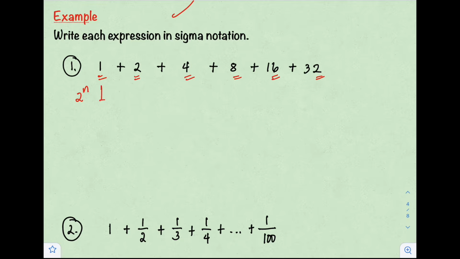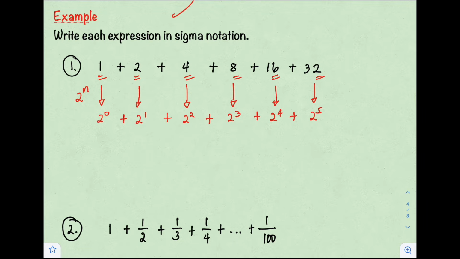First, the 1. 1 is the same as 2 raised to 0. Right? Plus 2, which is equivalent to 2 raised to 1. Plus 4, which is 2 squared. Then plus 8, which is equivalent to 2 cubed. Plus 16, which is also the same as 2 raised to 4. And last, our 32, which is 2 raised to 5.